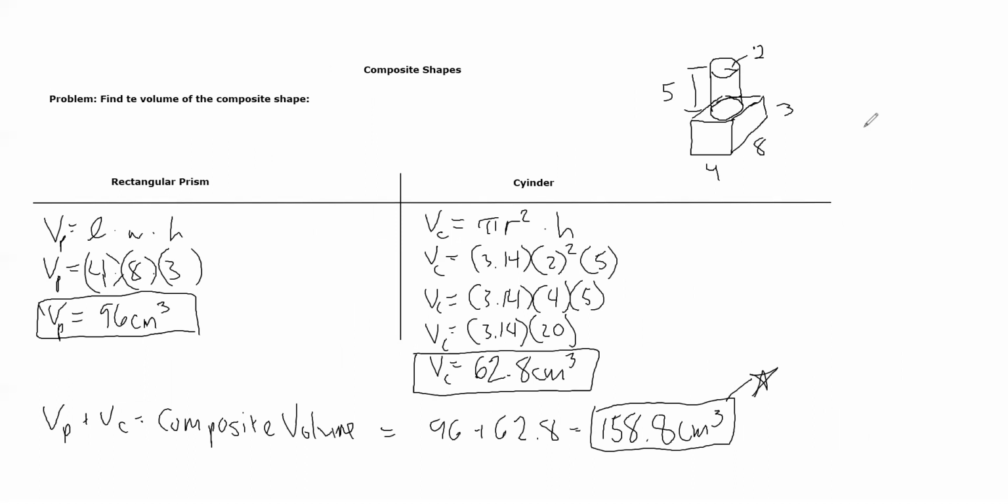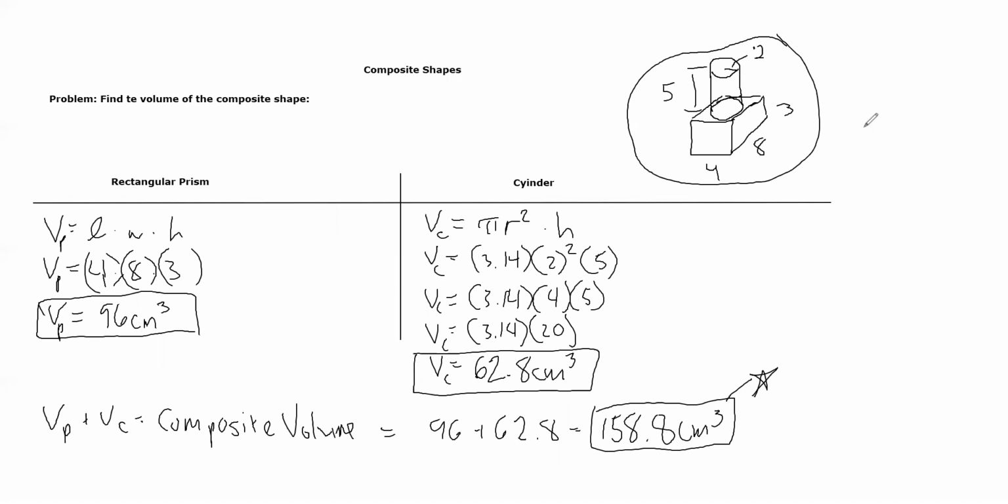Composite shapes are, basically, multiple three-dimensional objects put together, usually on top of each other or connected to each other in some way, right? In this case, we have this monstrosity over here, which is basically just a box with a cylinder on top of it. In the real world, this would be the equivalent of a really small box with a soda can on top of it.